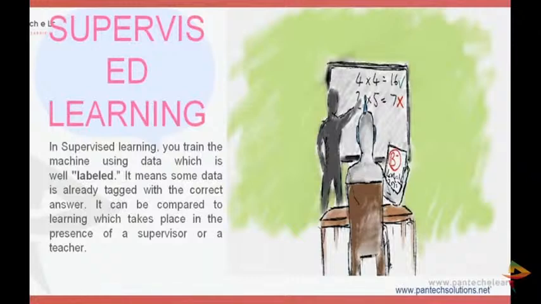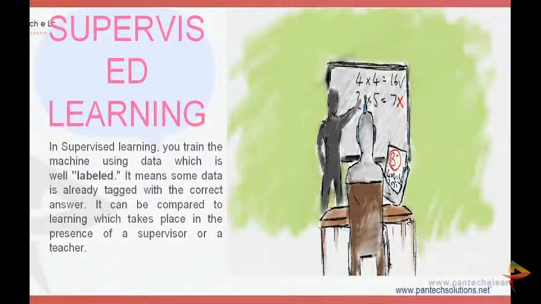Supervised learning means you can train the machine using data which is well labeled. It means some data is already tagged with the correct answer. It can be compared to learning which takes place in the presence of a supervisor or teacher. So supervised learning means we know the input data and we know the output data.